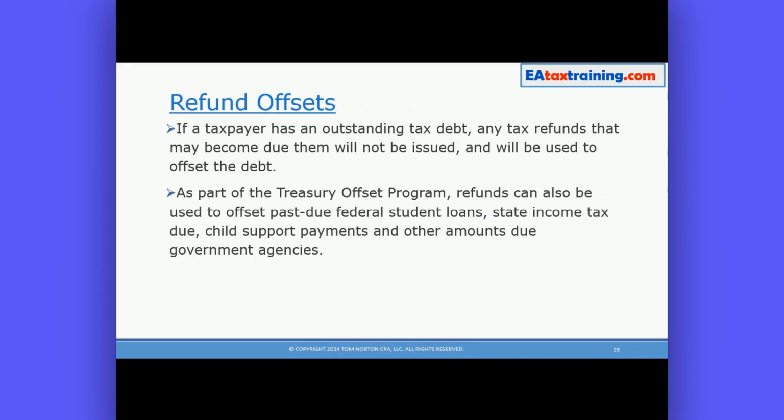As part of this Treasury offset program, they can also keep the refund to pay other amounts that are due. So, for instance, past due federal student loans, state income tax due. They'll have agreements with states that say we will withhold their refund in order to pay the amount that they owe to you. Child support payments. If the person's behind on child support payments, they'll take the refund for that. And there can be other amounts that are due to government agencies that they'll do the same thing.